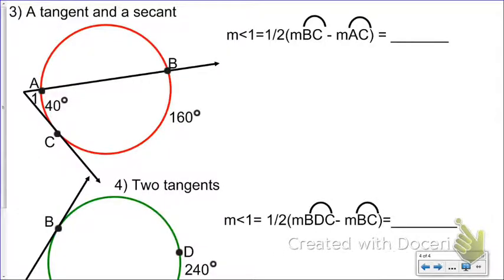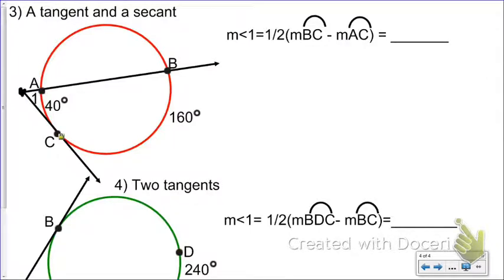Okay, so notice this next picture. It looks sort of like the first picture we had. We have a tangent and a secant. The difference is, if you remember the one under number 1, when we looked inside the angle, there was only one arc inside that angle. The difference is that the angle is no longer on the circle. The angle is outside of the circle.